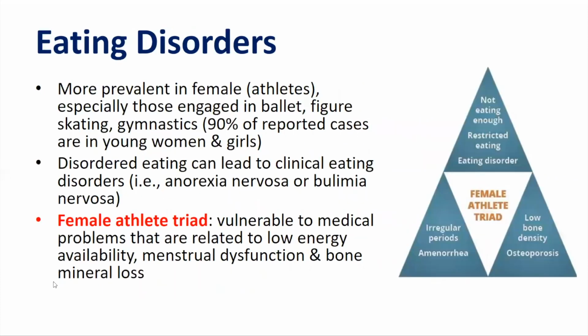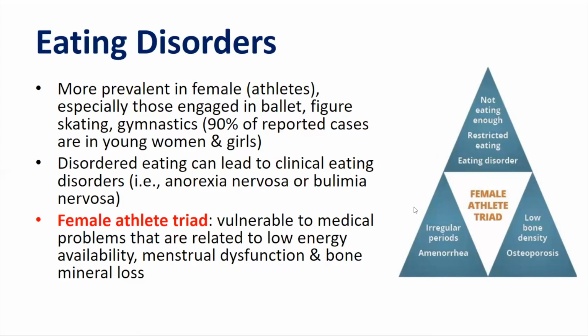This is the female athlete triad, and it's comprised of 3 separate dysfunctions, which when they combine together, we call them the female athlete triad. And they're comprised of irregular periods or amenorrhea, low bone density or osteoporosis, and then some sort of eating disorder, whether it be bulimia or anorexia.